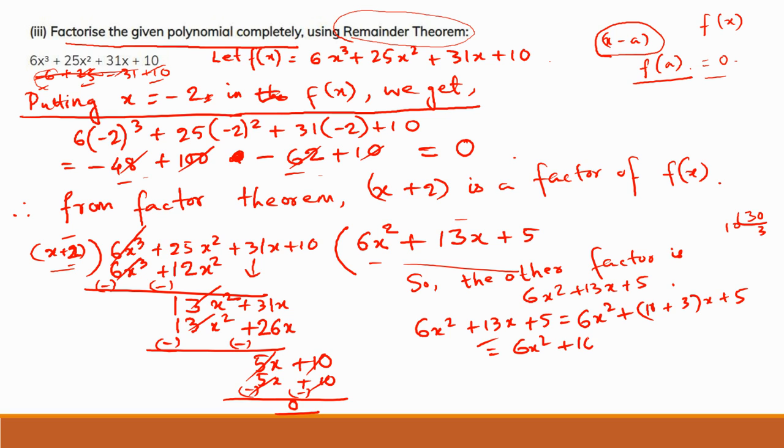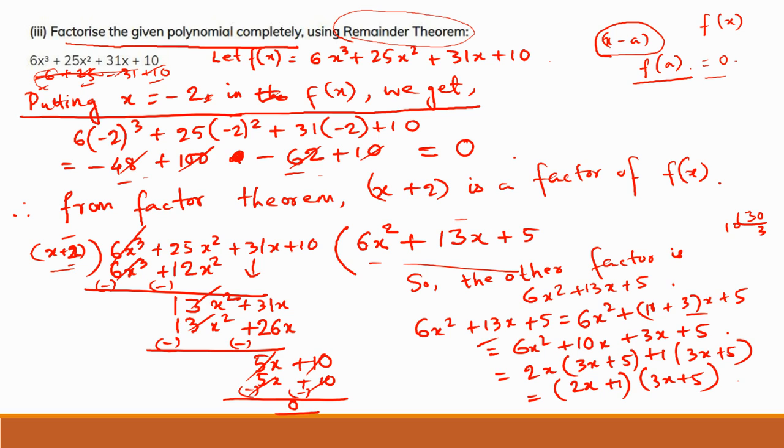6x square plus 10x plus 3x plus 5, right? So here you are taking 2x as common, 3x plus 5 you are getting here, plus 1 times 3x plus 5. And you are getting 2x plus 1 when you take 3x plus 5 as common. Therefore, write the entire expression equals x plus 2, which is the original factor you got, then 2x plus 1 and 3x plus 5. This is your answer, right? Just write it a little properly.